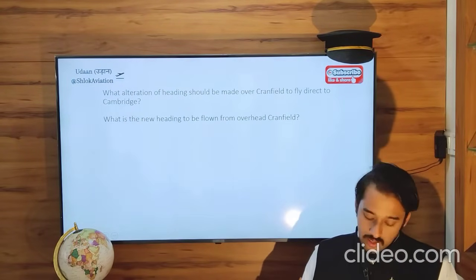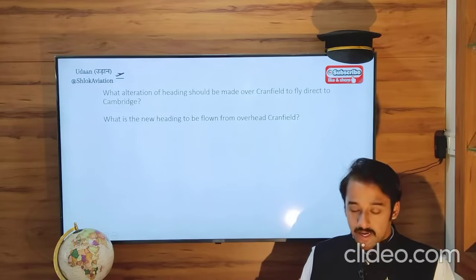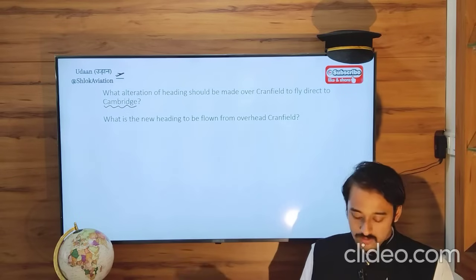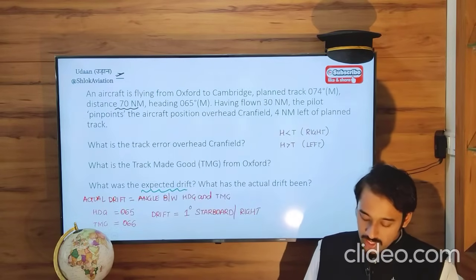Let's go to the next question. What alteration of heading should be made over Crane Field to fly directly to your destination Cambridge? So let's draw this triangle again.